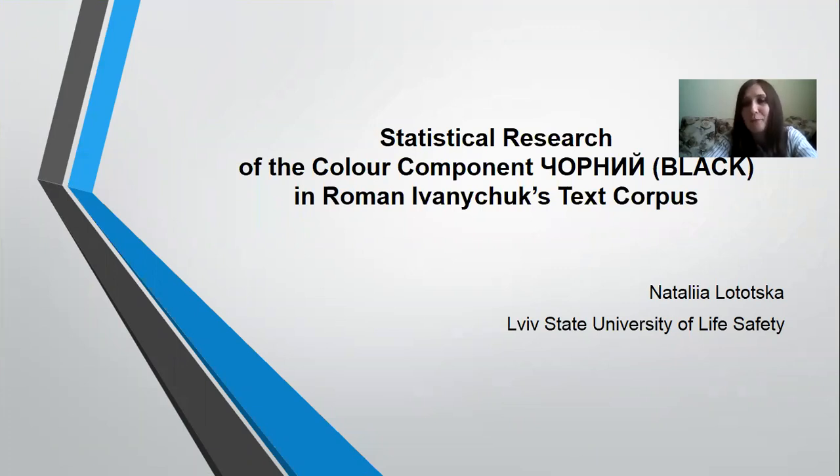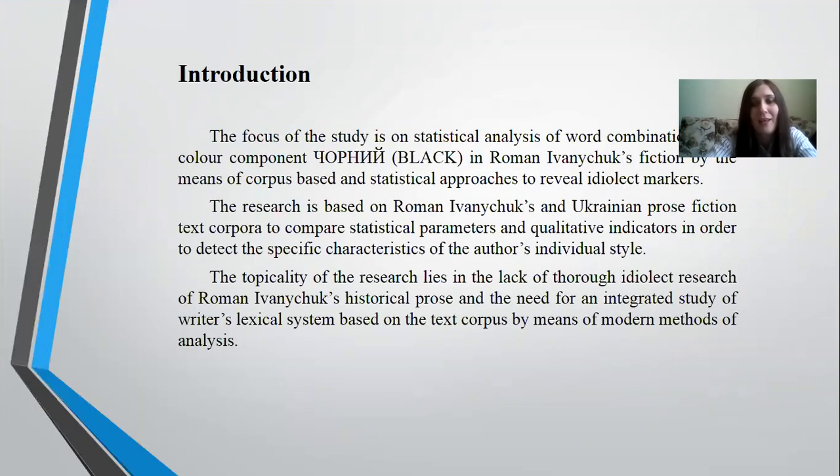I would like to present my study named Statistical Research of the Color Component ЧОРНИЙ in Roman Ivanychuk's text corpus. The focus of the study is on statistical analysis of word combinations with the color component ЧОРНИЙ in Roman Ivanychuk's fiction text corpus, by means of corpus-based and statistical approaches to reveal idiolect markers.